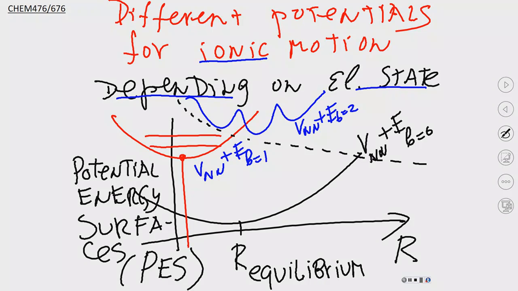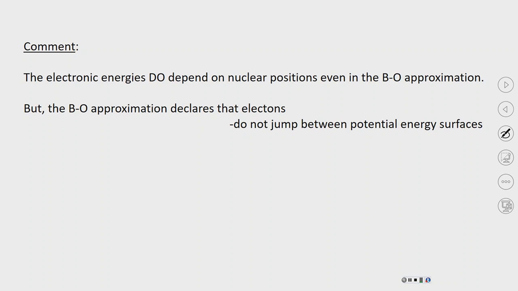Potentials and interatomic forces that ions are experiencing depend on electronic state. I told you at the beginning, you cannot catch me. I never told that electronic and nuclear degrees of freedom are completely decoupled. They have connection through this E sub B of R term, through their contribution to potential energy surface. Born-Oppenheimer approximation tells that we do not have jumps between the states.